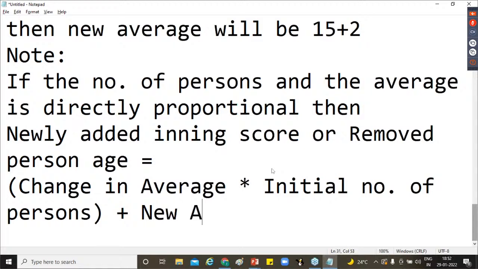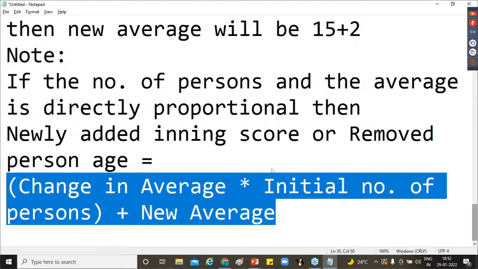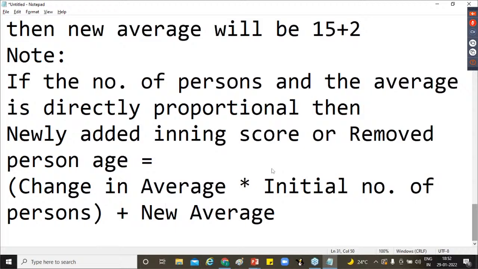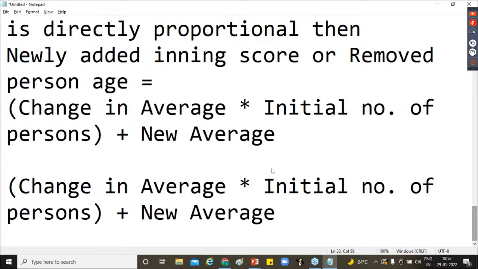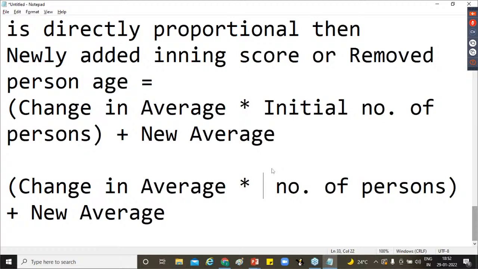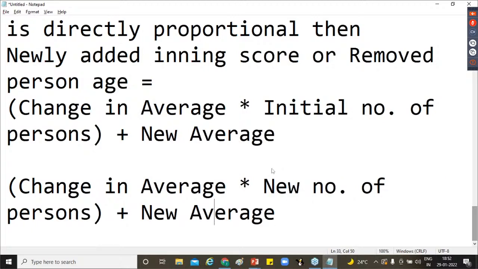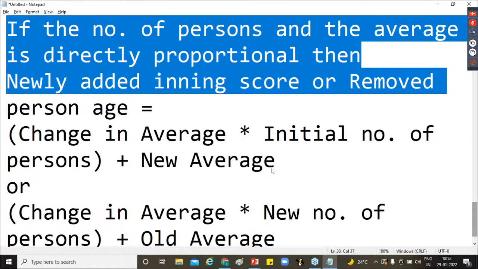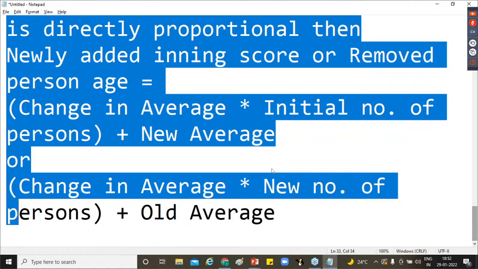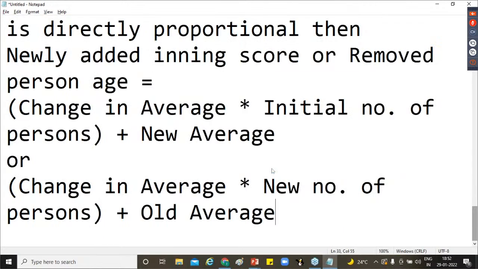plus the new average. If you have to take the new number of persons in place of the initial, then take the old average in place of the new average. Got the difference, all of you? Clear? Okay.